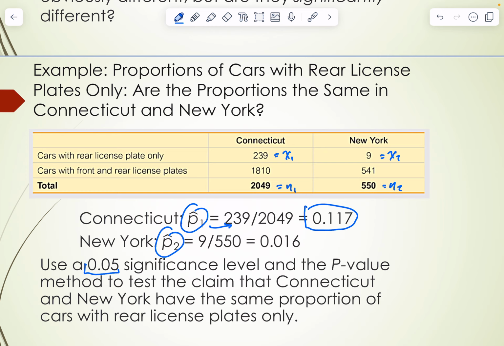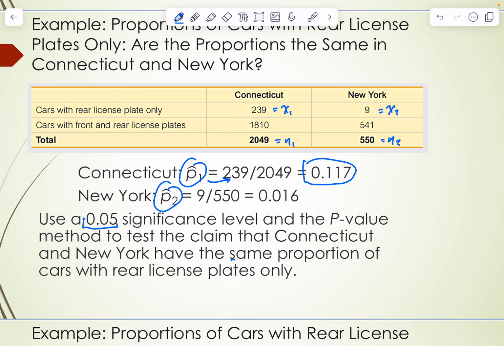Okay, and they're giving us the 0.05 significance level and the p-value method, which is the only method we use, to test the claim that Connecticut and New York have the same proportion of cars with rear license plates only. So it's the same proportion. No, sorry, we're talking about the true population proportion. P1 equals P2.